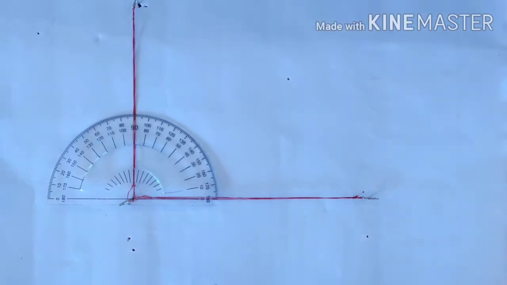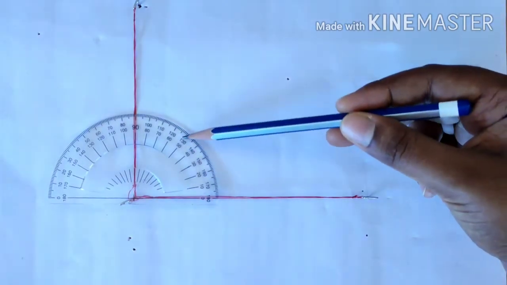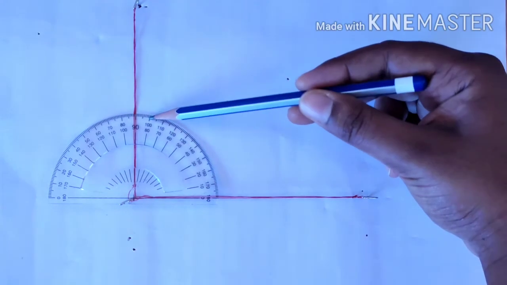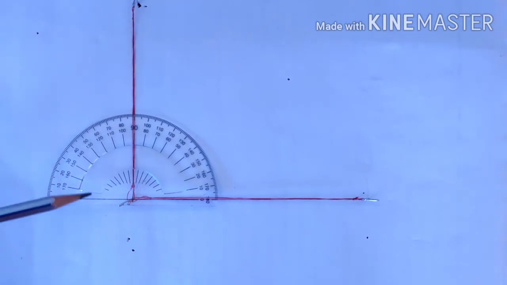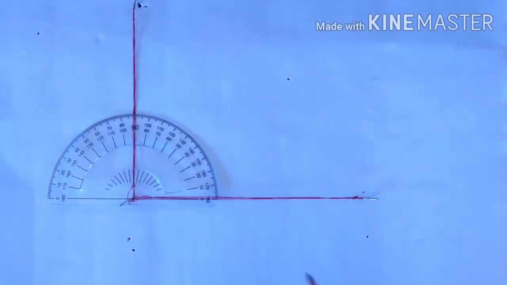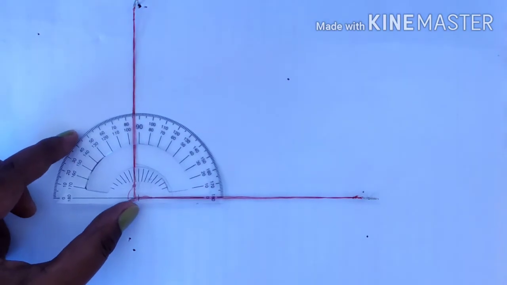like this, and the line that you see here, the 0 degree line, should coincide with the base line. And now you can count. The angle goes like this. You can see 10, 20 degrees, 30, 40, 50, 60, 70, 80 degrees, and here the thread is at 90 degrees. So the angle that measures exactly 90 degrees is called a right angle.